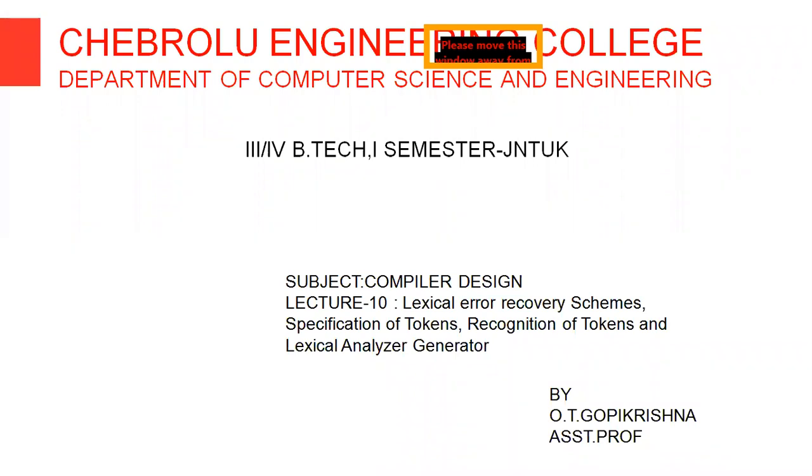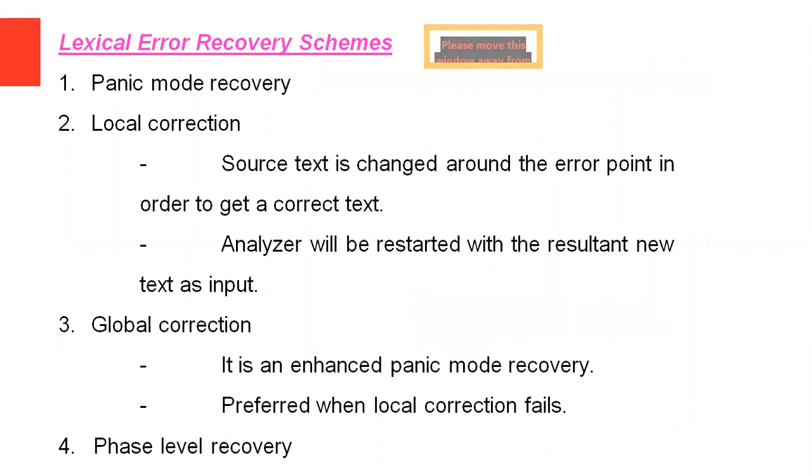Now we are discussing lexical error recovery schemes, specification of tokens, recognition of tokens, and lexical analyzer generator. In lexical error recovery schemes, there are four schemes. The first one is panic mode recovery, the second is local correction, the third is global correction, and the fourth is phase level recovery. So we are eliminating the lexical errors.